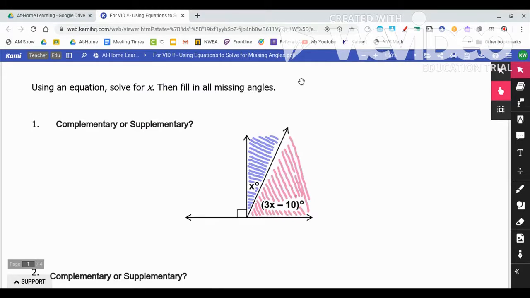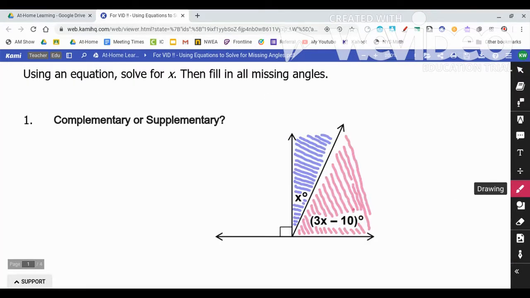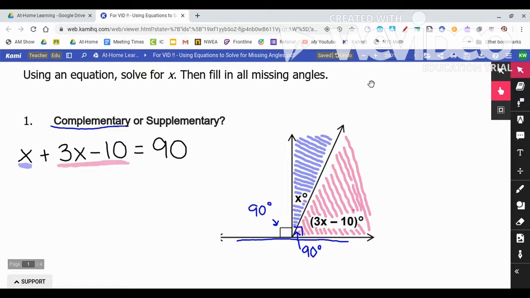Let's take a look at the first example. It says, using an equation, solve for x, then fill in all missing angles. So, looking at this diagram closely, we're going to have to decide whether the two angles I colored in are complementary or supplementary. Now, there's a 90-degree angle on the left, and this whole diagram is a straight line, which means the two angles on the right also would have to add up to 90 degrees. And since the two angles on the right add up to 90 degrees, they are complementary angles.